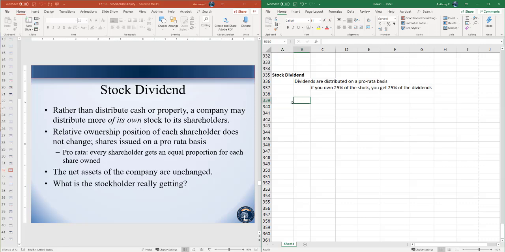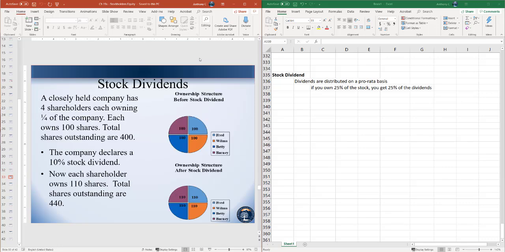So just to see how this works, we can look at the next slide. Let's say a closely held company has 4 shareholders, each owning a quarter of the company. So they each own 25%. Each owns 100 shares. Total shares outstanding are 400. You can see everyone's getting the same slice of the pie, exactly 1/4.